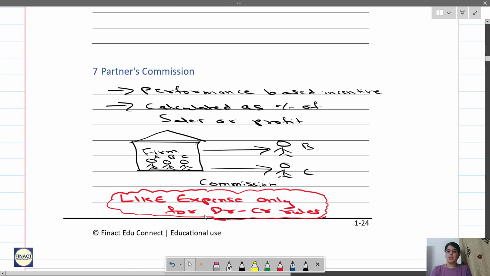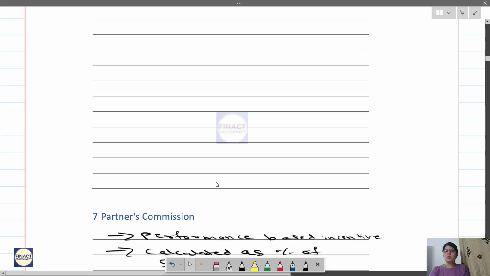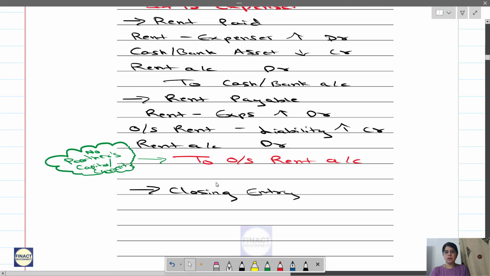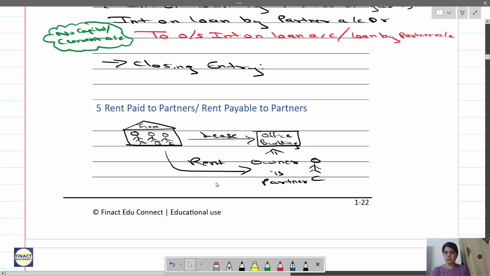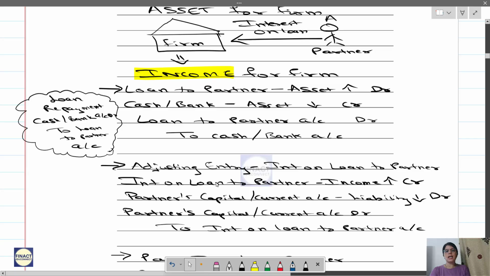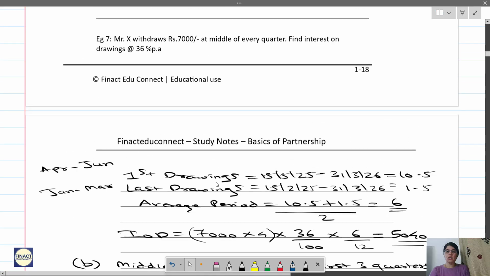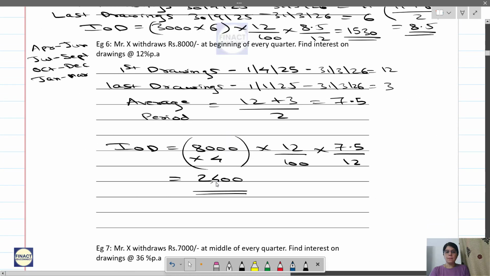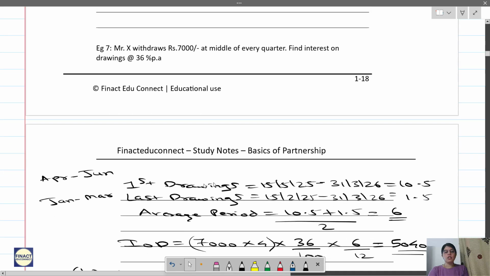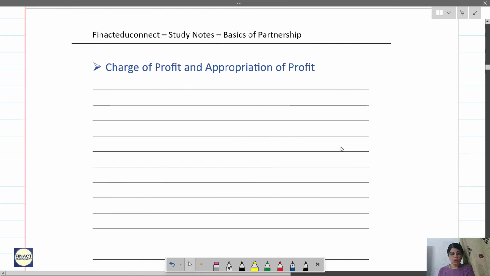Then partner's commission. Partner's commission has a calculation, but before doing partner's commission, let us understand the closing entries for each and everything. Remember we had kept these closing entries pending. Let us first do the closing entries, because we have to understand what the profit and loss account and the profit and loss appropriation account are, to understand the partner's commission calculation. So let us understand this new concept now.